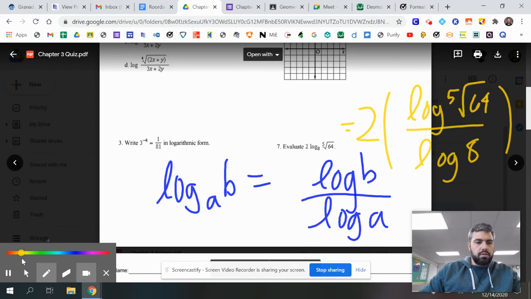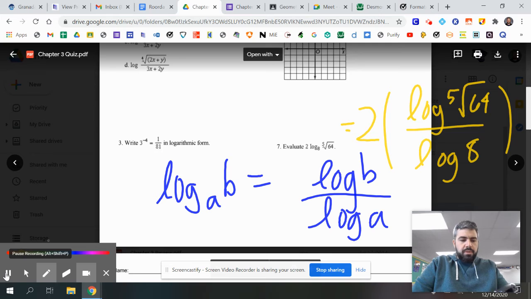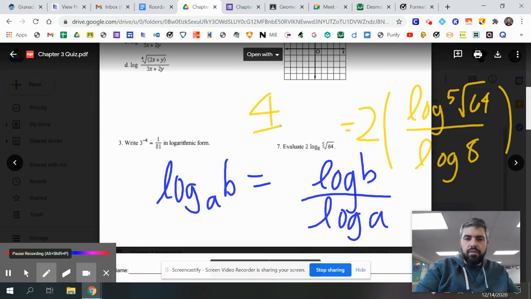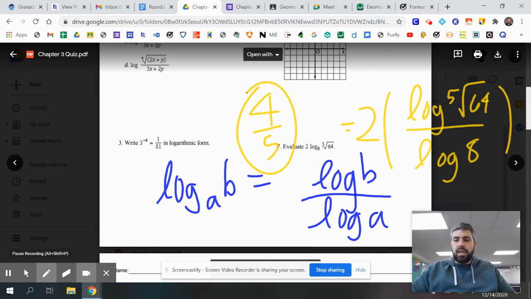I type this into my calculator. I start with 2 times common log of, now I don't know how to do 5th root of 64 in here, so instead I'm going to do 64 to the power of 1/5, divided by common log of 8. And when I put all of that into my calculator, I end up getting 4/5. If I were you, I would strongly suggest you try that one so that you get 4/5 as well. Or I guess it's 0.8, but that's 4/5.